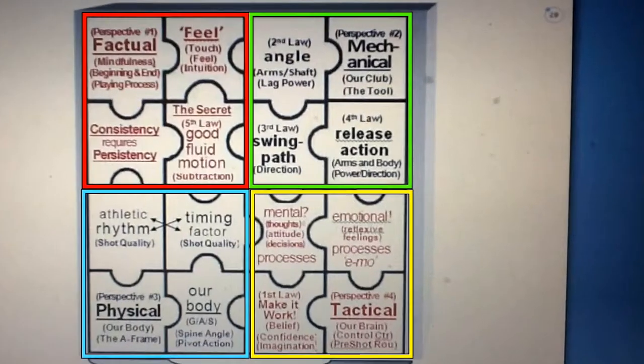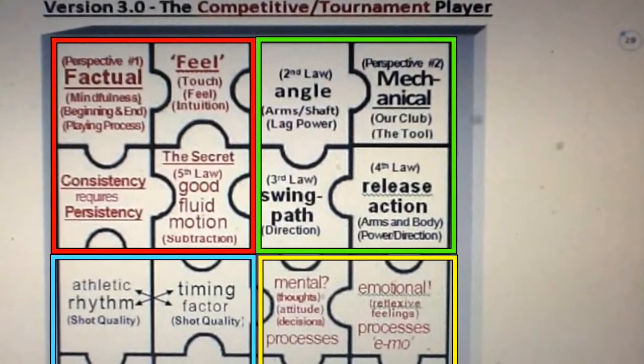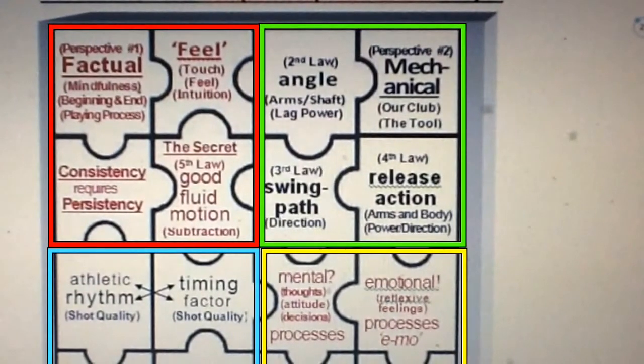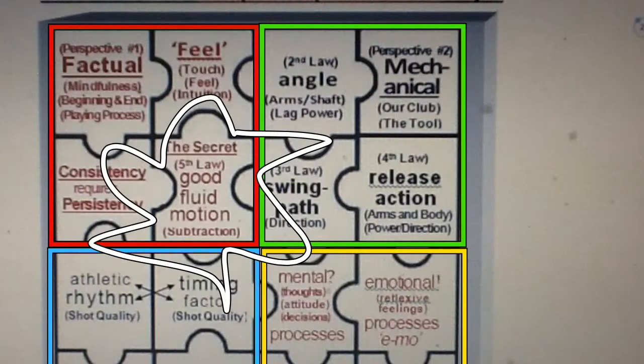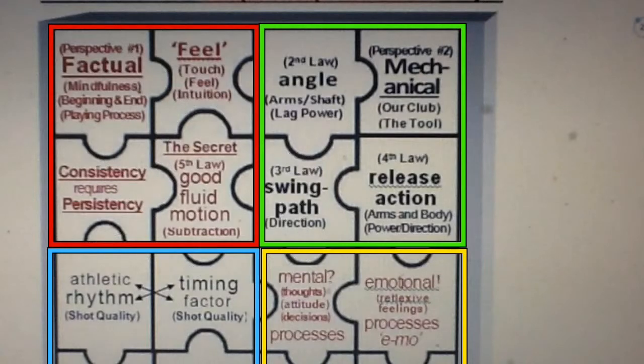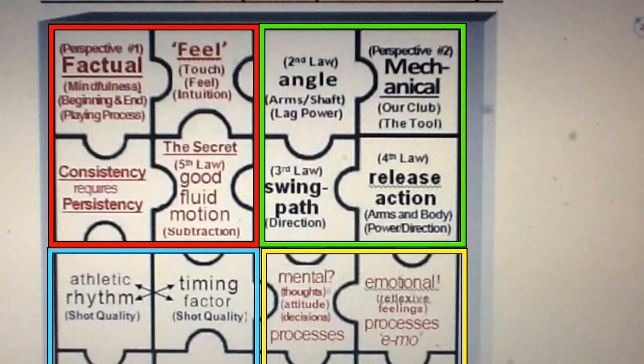Now, in terms of looking at each of the puzzle pieces as they exist in version 3.0, the blending puzzle, we now see that in terms of that overall objective of obtaining good fluid motion when we actually do play, now we'll see that the fifth law, the fifth truth in terms of playing the game, the law of subtraction, is necessary in order for us to actually obtain that good fluid motion state, that is, playing in the zone.